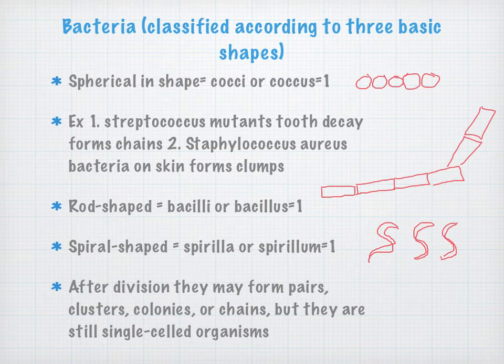Bacteria are classified according to three basic shapes. So they could be spherical in shape, which is known as cocci or coccus. Coccus is meaning just one of them. So we can see the spherical shapes over here.